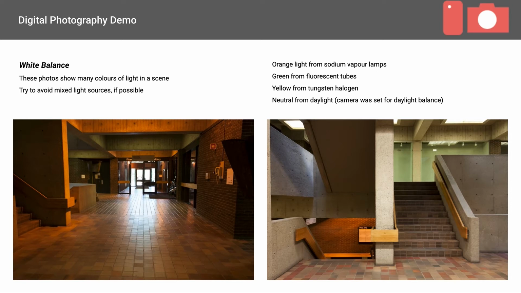Similarly, the one on the right, we basically have daylight coming in the skylights at the top. You have the orangey sodium vapor lights on the bottom left. We have greenish fluorescence on the second floor. The Fine Arts Building is very difficult to shoot in and get proper white balance.